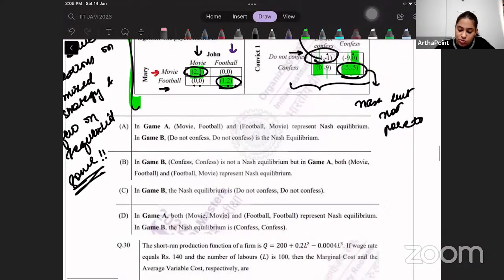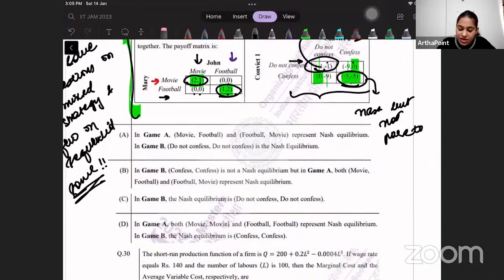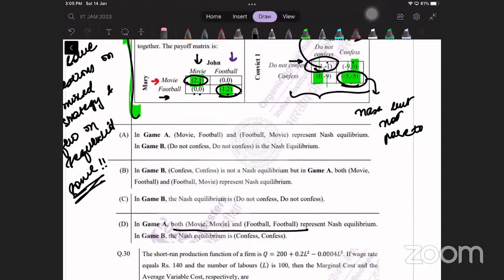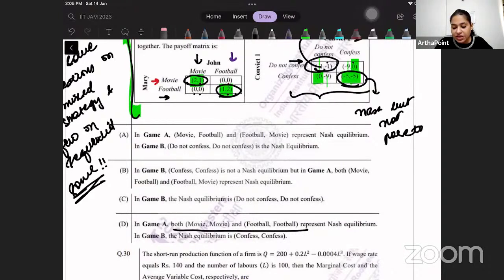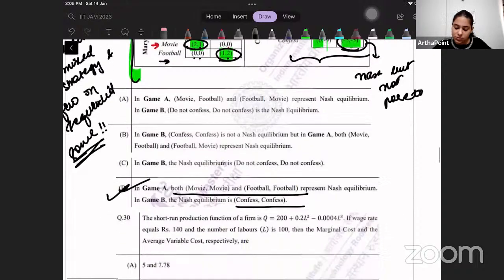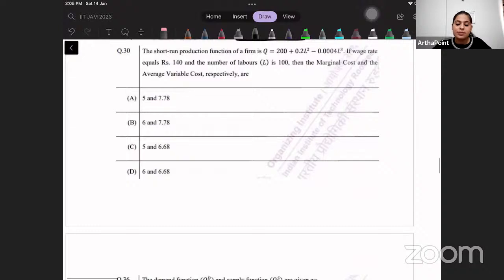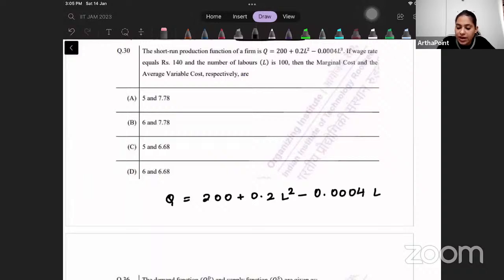So the answer to this question is that in game A, both movie and football are equilibria, and in game B, confess is the Nash equilibrium. So D is correct. Okay. Come to the next question. The short run production function is given to you as Q equal to 200 plus 0.2 L square minus 0.0004 L cube. How do I know this is a short run production function? Of course, I see fixed cost.